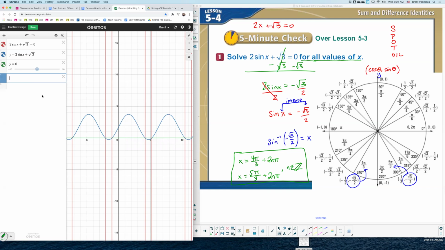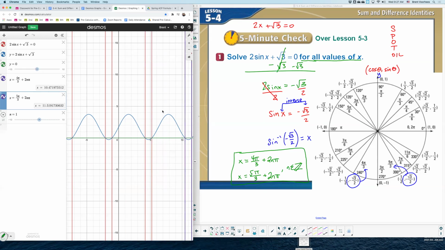I showed you this visually last class by using a slider. I need a slider to come up. And I want to make sure n counts as integers. Okay, so the equation is this. We're saying x equals 4π divided by 3 plus 2nπ. And I'll copy this and give us our second answer right here.